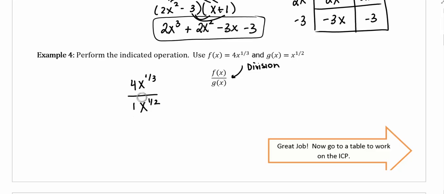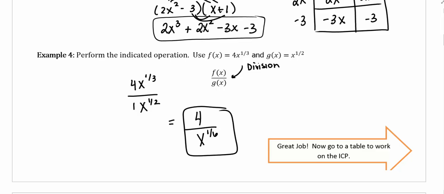However, now I'm dividing two things with the same base. So I hope you're saying, oh yeah, definitely, I remember that. I need to subtract the exponent. So that equals 4 over, we're going to do 1/2 minus 1/3. And if you need to bust out your calculator, you'll do that. But you get 1/6. And that's your final answer.